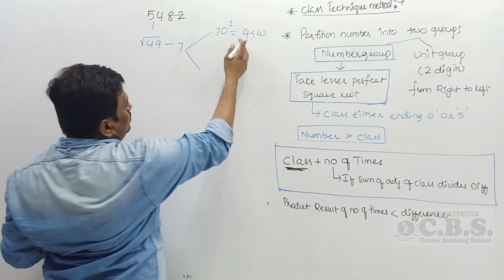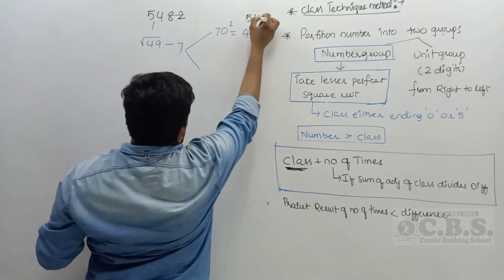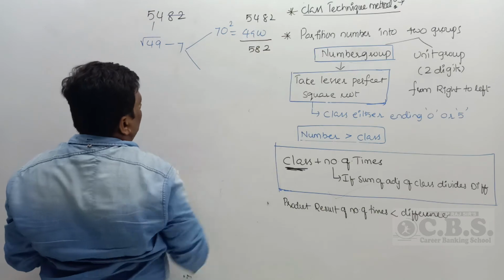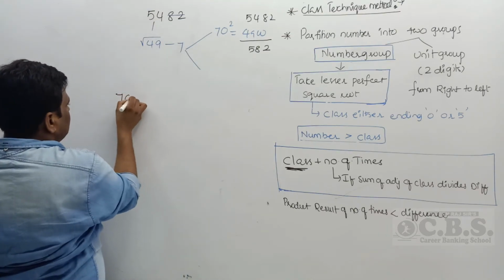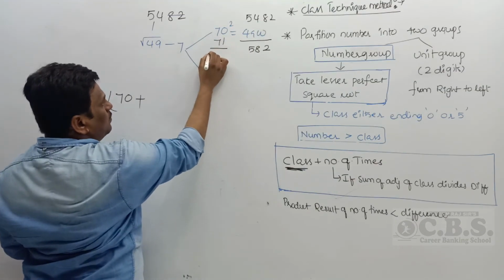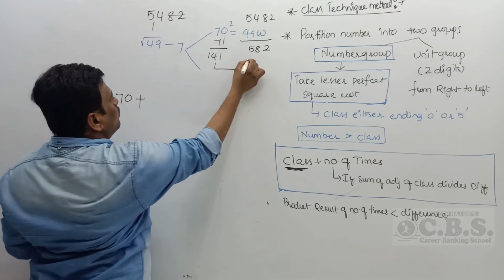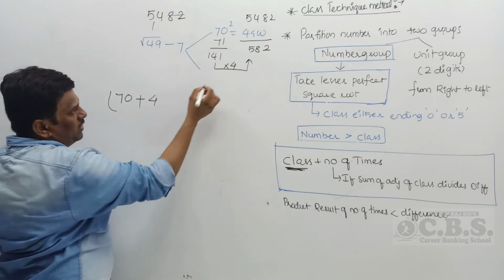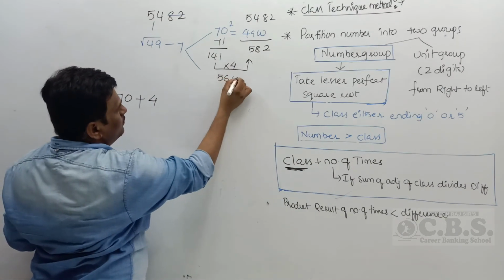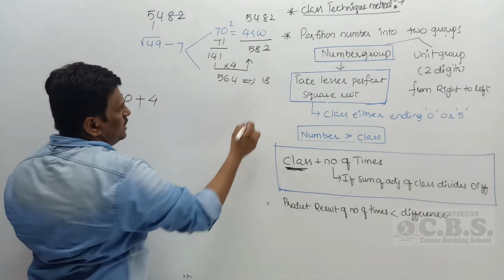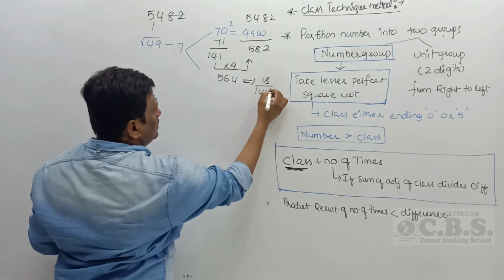Is it more than this one? As it is. Okay, 5482. Therefore our starting class is 70. Take the class 70. What is the adjacent number of 70? 71. What is the sum? 141. So 141 definitely how many times? 4 times. So 141 4 times is 564. How much left? 18 left.